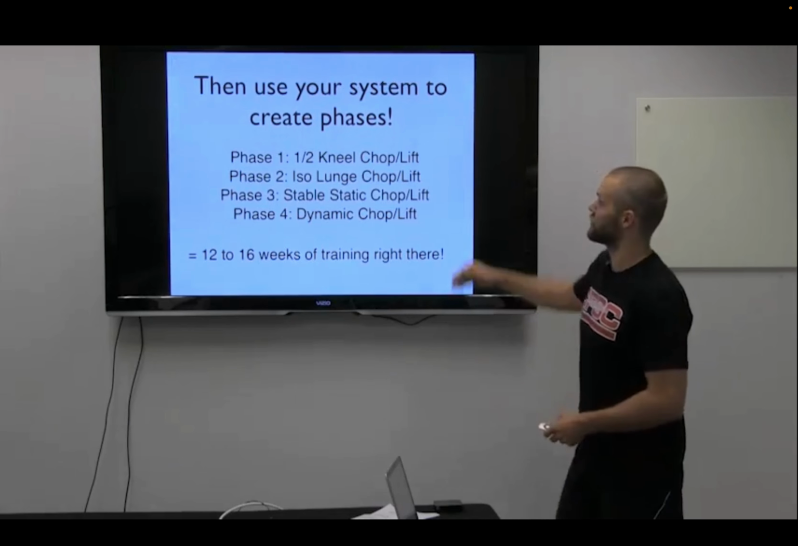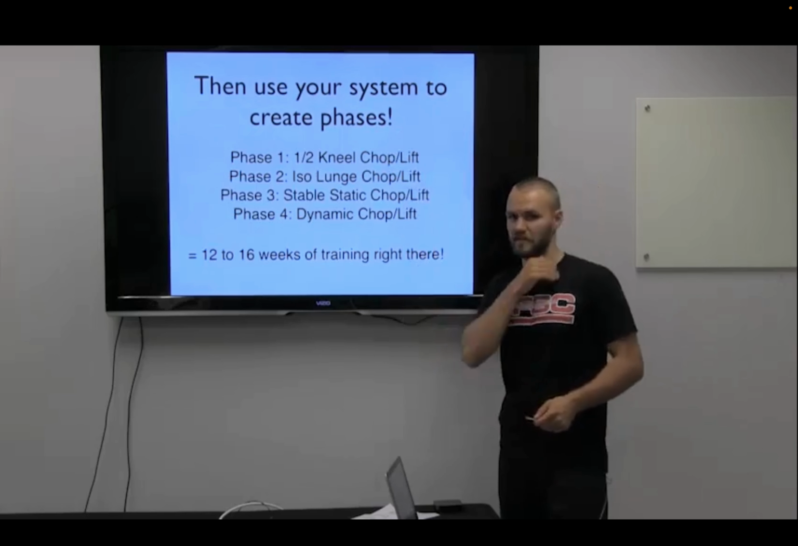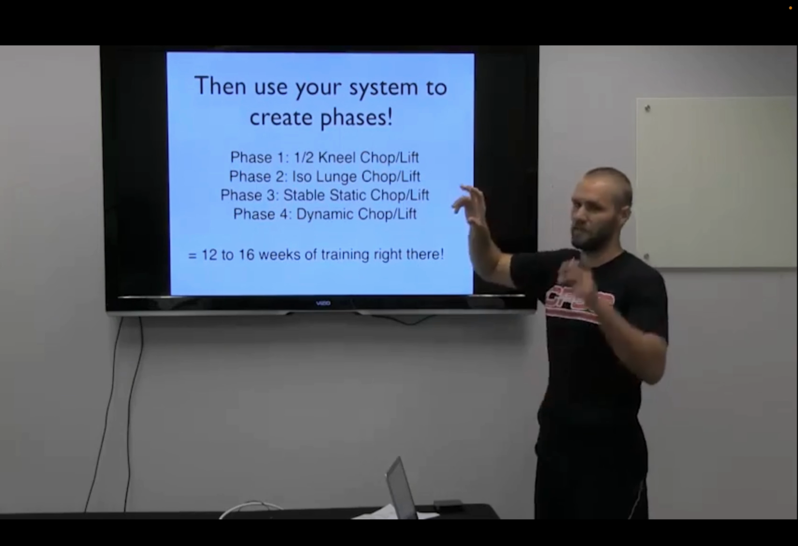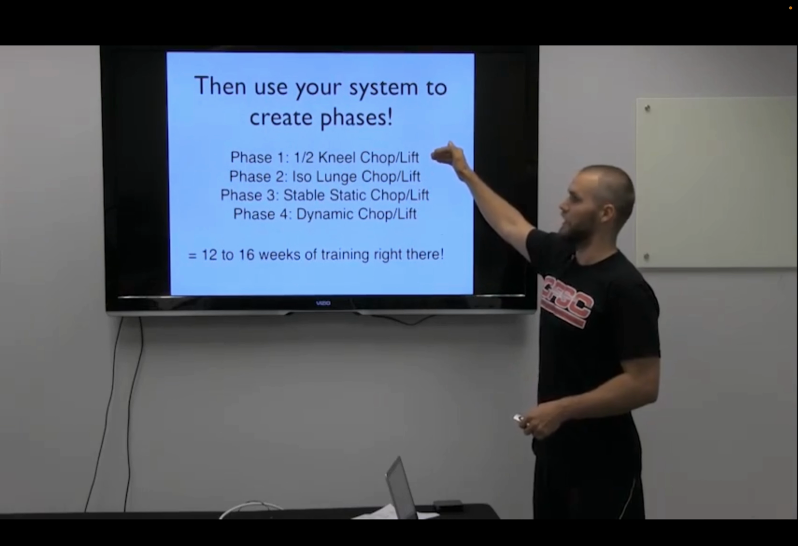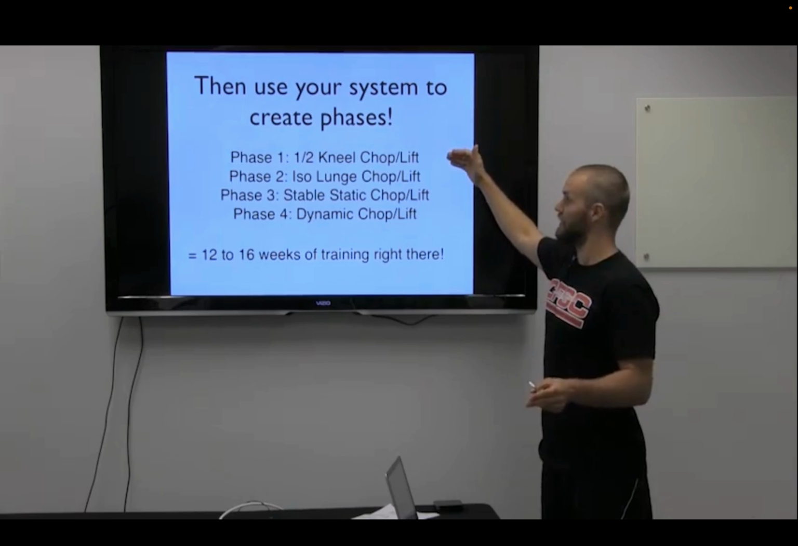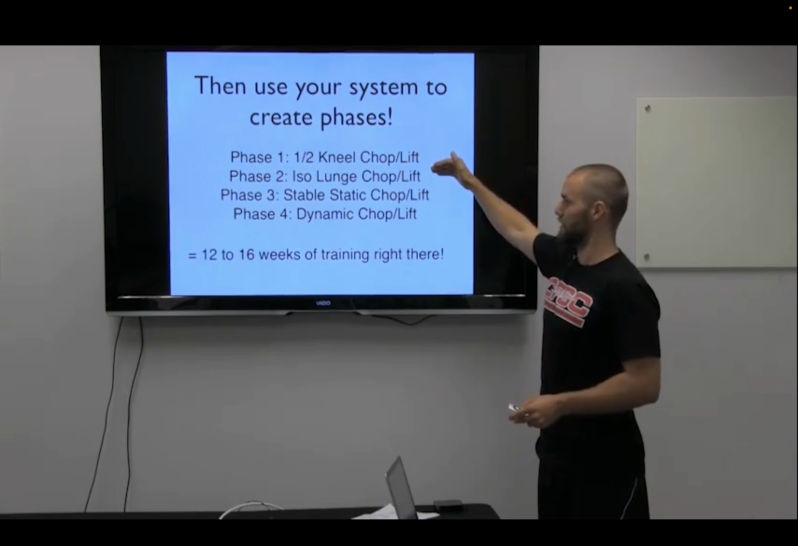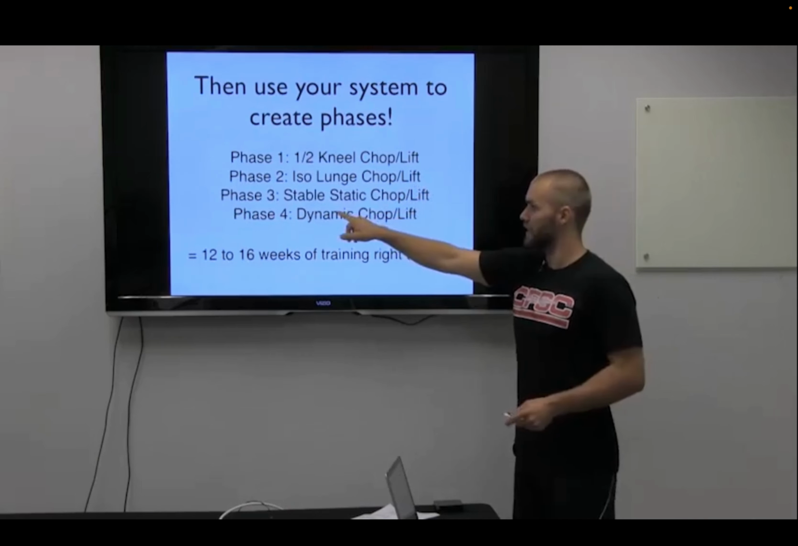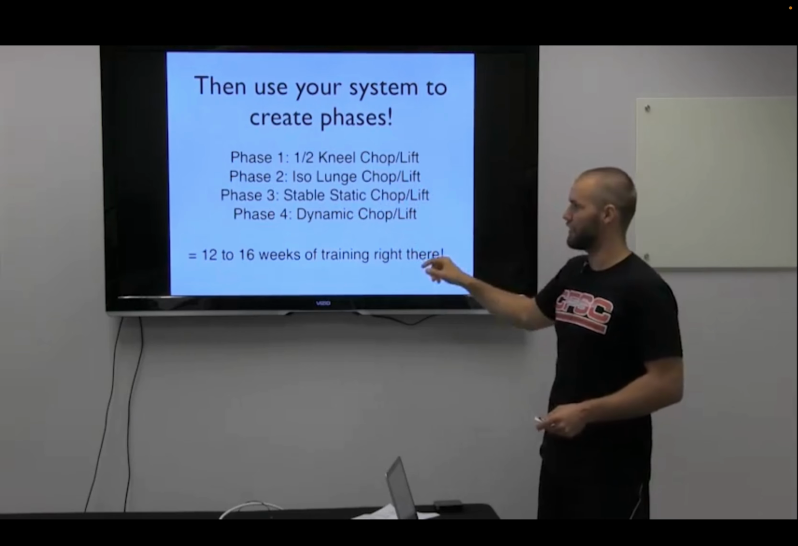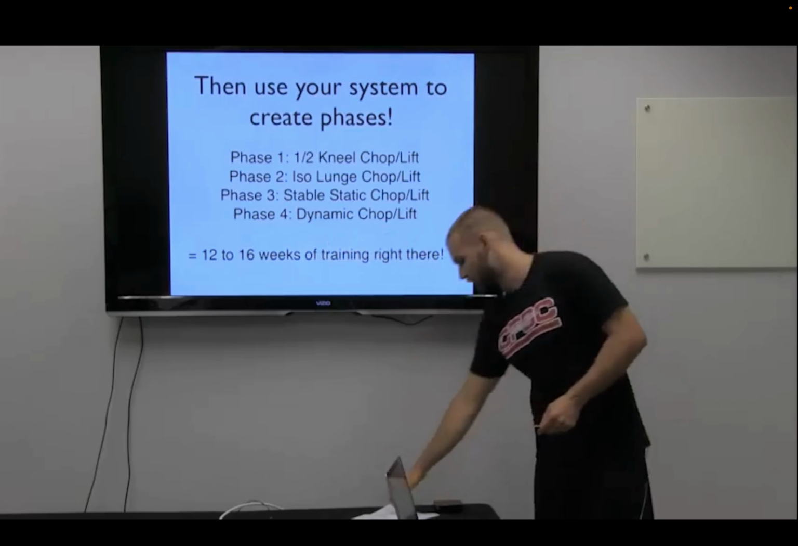Then all we do is we use our systems to create phases. So phase 1 is baseline, which is going to be half kneeling chop or lift, which means in order to move on, remember this is your checklist. If you can move on, you get to go to phase 2, check yes. Iso lunge chop and lift. Phase 3 is the stable static chop and lift. Phase 4 is dynamic chop and lift.